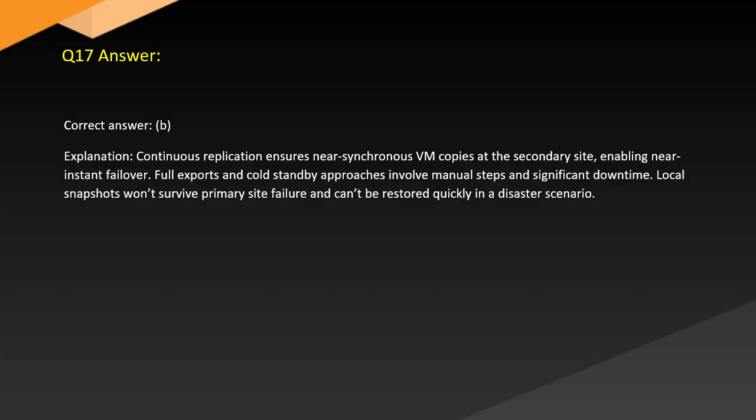Answer. Correct answer, B. Explanation. Continuous replication ensures near-synchronous VM copies at the secondary site, enabling near-instant failover. Full exports and cold standby approaches involve manual steps and significant downtime. Local snapshots won't survive primary site failure and can't be restored quickly in a disaster scenario.